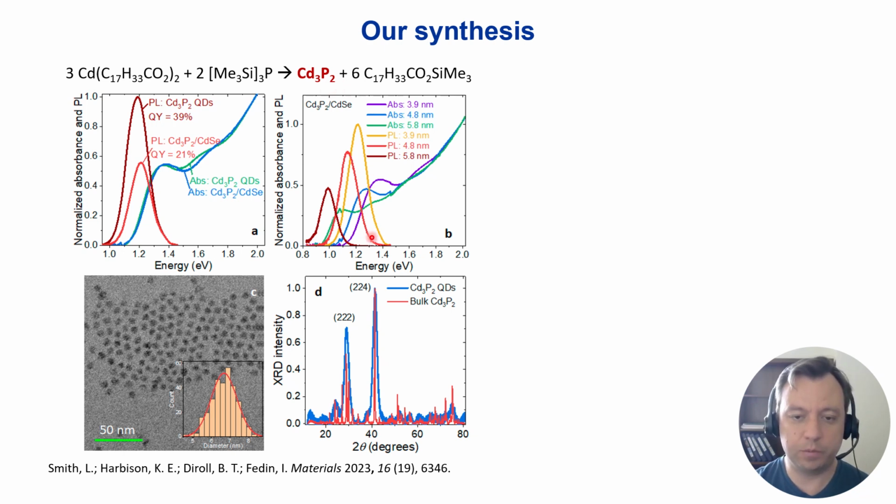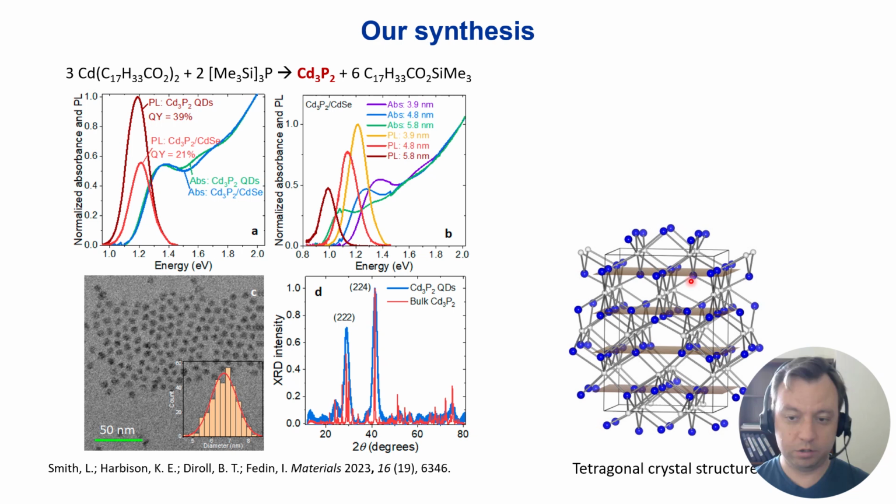And in our first syntheses, we were producing quantum dots in the size range from about 4 to 6 nanometers, emitting from about 1000 to 1200 nanometers. The crystal structure of cadmium phosphide is tetragonal. The unit cell is a square brick. And these quantum dots are very air sensitive.